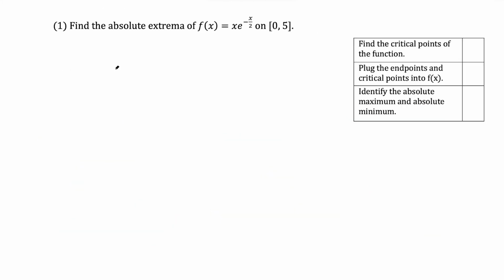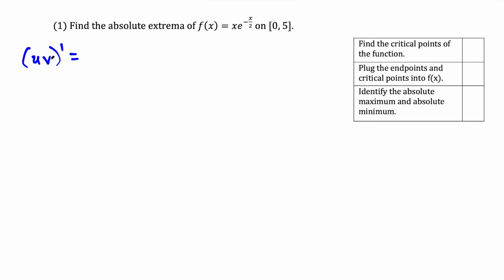So now let's see how to apply the theorem. And for the first question here, we're going to find the absolute extrema of f of x, and we're on the interval from 0 to 5. And the first thing we have to do is find the critical points of the function. So we have to take the derivative of f of x. And notice that we have a product going on here. So we're going to use the product rule.